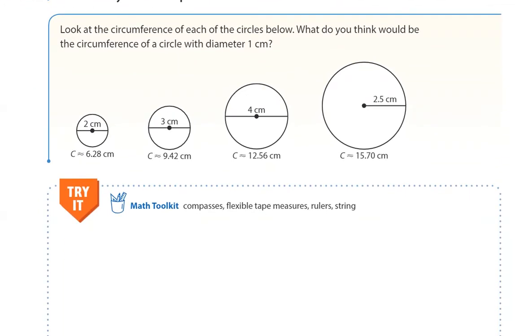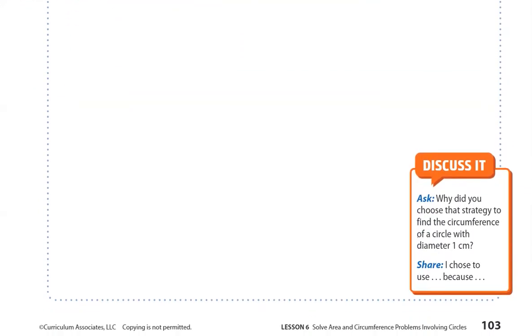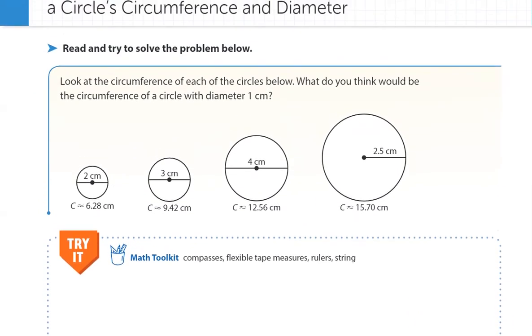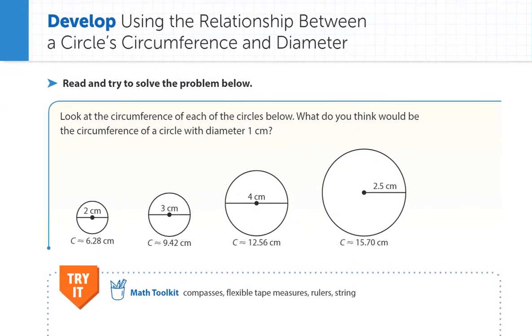We're on lesson 6, session 2, which starts on page 103 in your book. Today we are developing using the relationship between a circle's circumference and diameter. So, let's take a moment here to review: what is the diameter, what is the circumference, and what is pi.